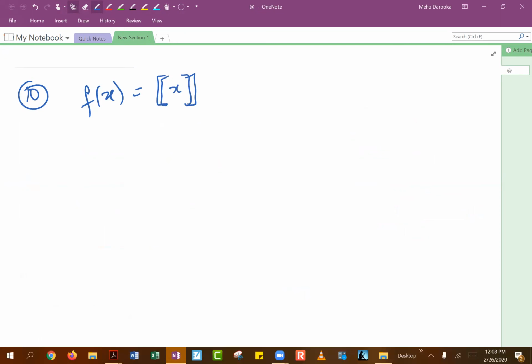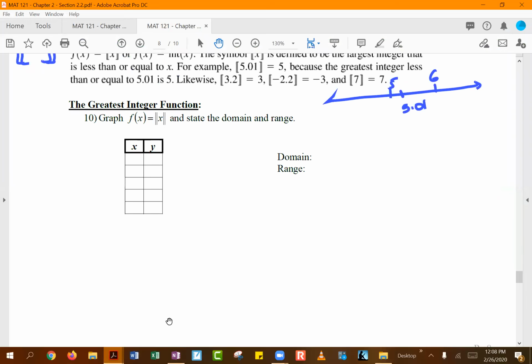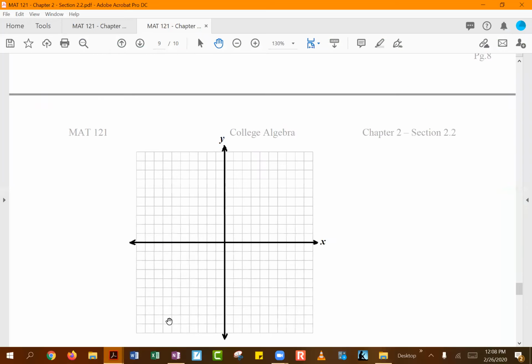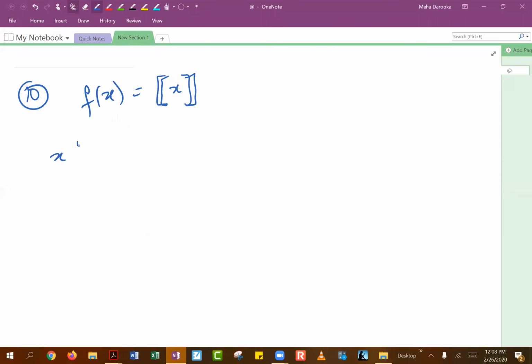Okay. And they are also asking us to find what the domain and range for this function would be. They want us to find some values and try and graph this, and your graph is here on the next page. So let's see how we can go about doing this.